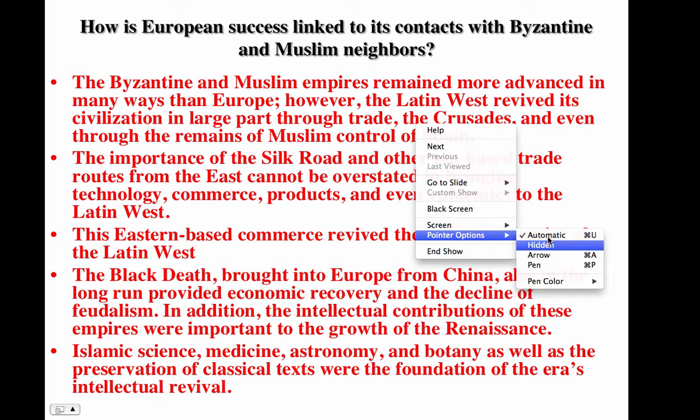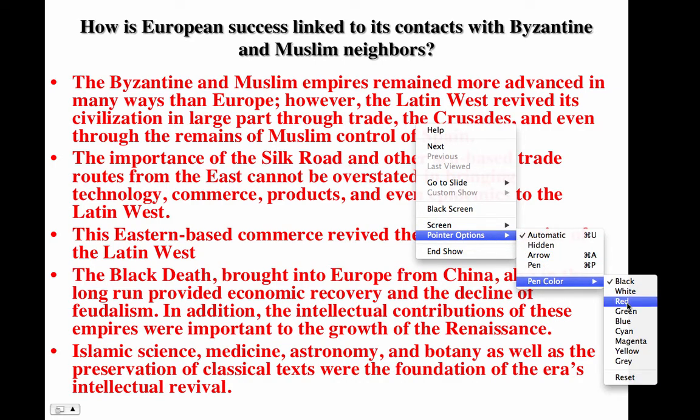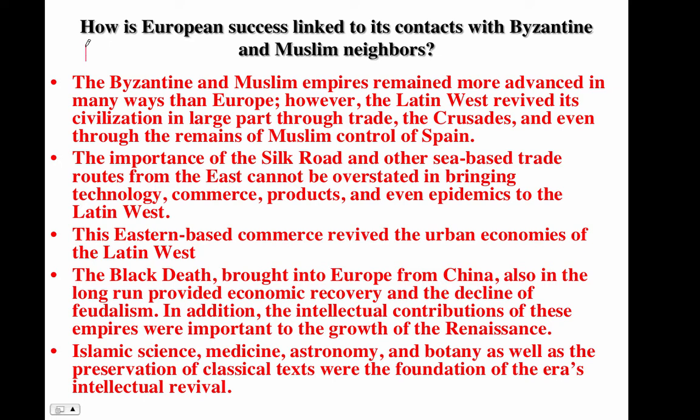This is the one that you should be doing via the Cornell notes. Remember that system we had? All right. How's European success linked to its contacts with the Byzantine Empire?